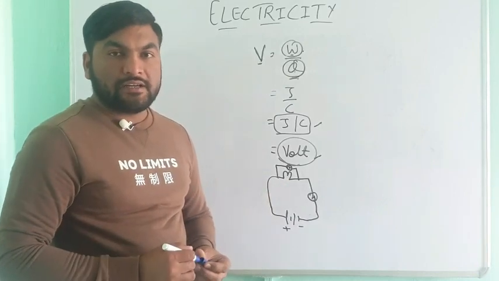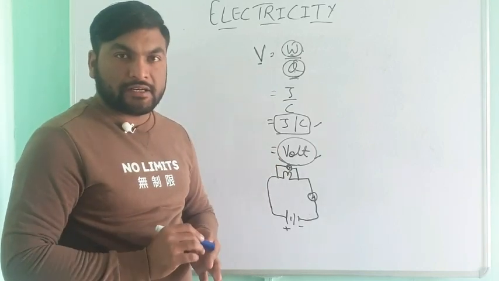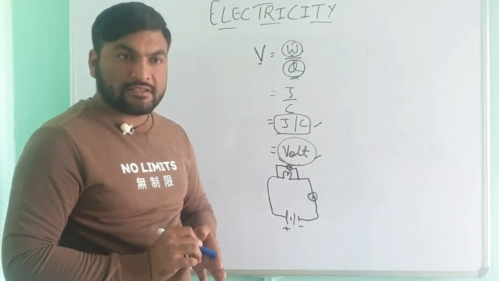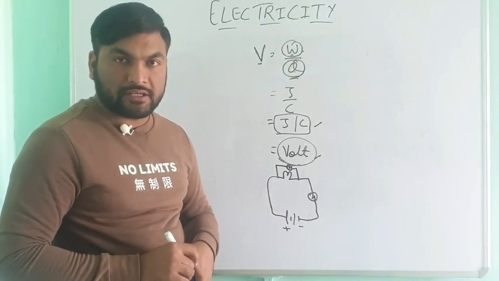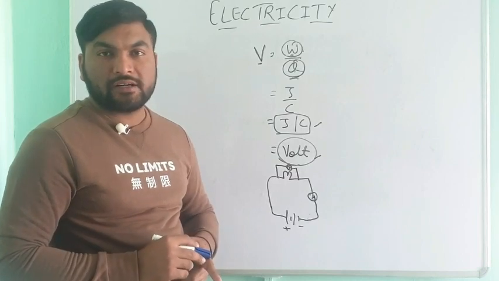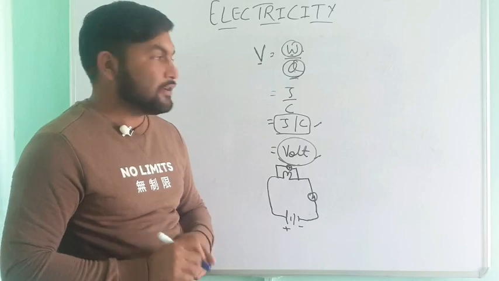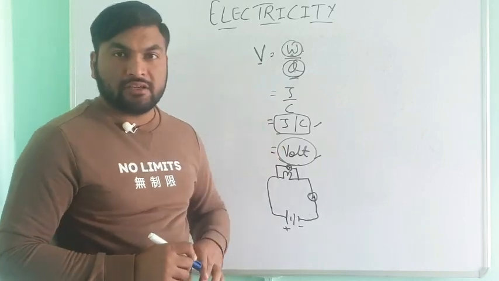So we studied so far what electric current is, what potential difference is, what the SI unit of electric current is, what the SI unit of potential difference is, how we calculate the current in a given circuit, and how we calculate the potential difference in a given circuit.